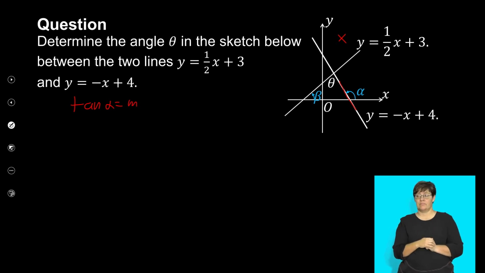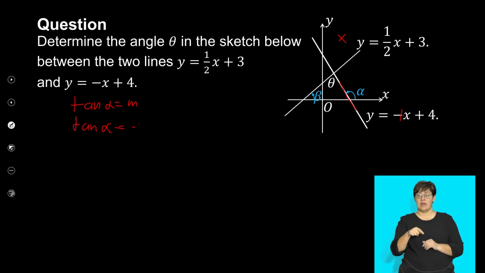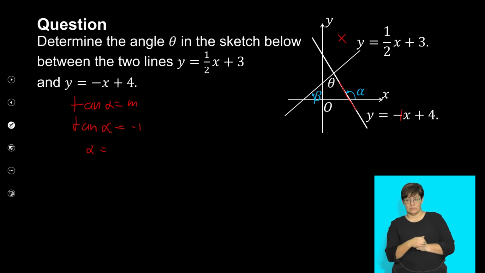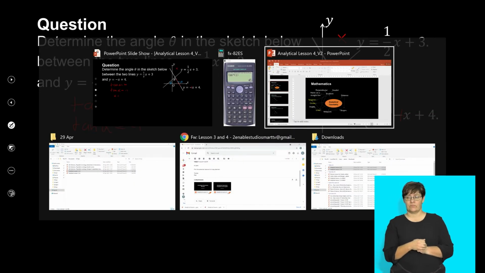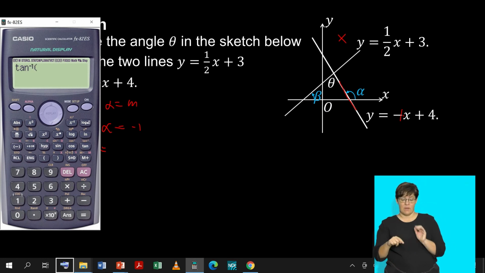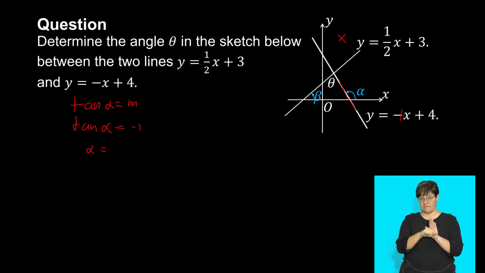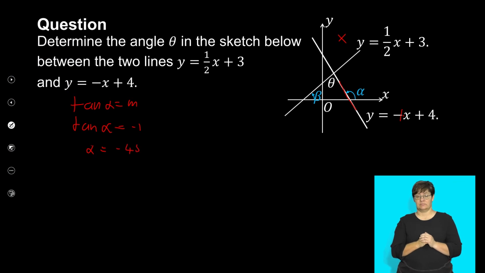Now, the gradient of this line is minus 1. And so I'm going to get tan alpha equals minus 1. I'm going to put that into my calculator. I'm going to go shift tan of minus 1, and I get an answer of minus 45.